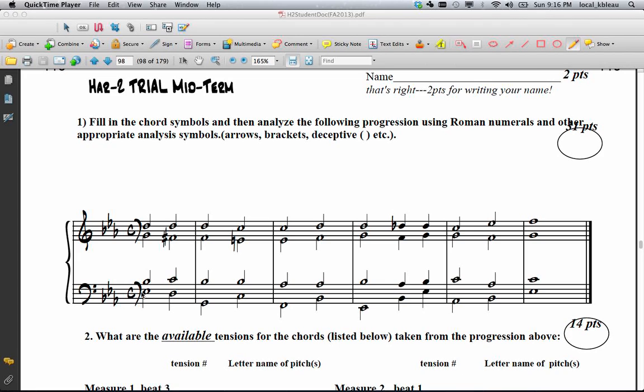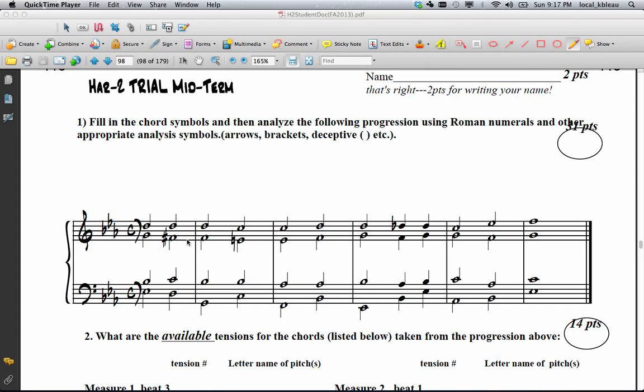I just want to remind you that most of the chords we study are in root position. In fact, all of these chords in the first one are going to be in root position. So you can just start analyzing. That will help you start analyzing from the root first.